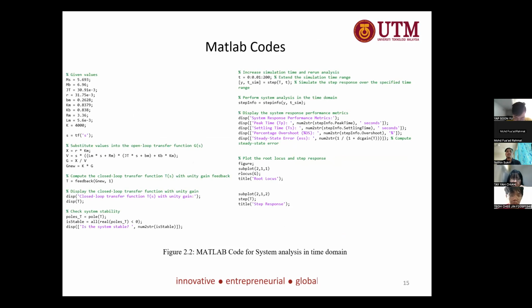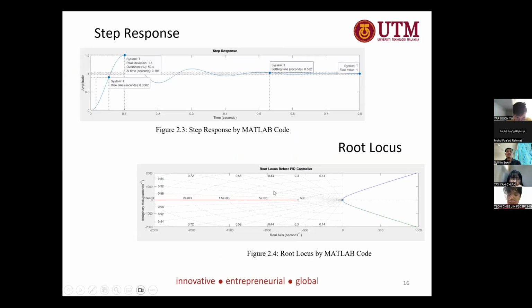Okay, now let's look at the code for the time domain analysis. We are using rlocus G to sketch the root locus using MATLAB. And the above is the step response. In this step response, there is information such as settling time, OS, rise time, peak time, and also the final value. From here, we notice that the ESS is equal to 0 because the final value is 1.